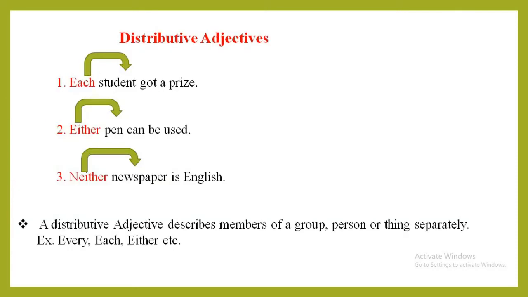Now we come to distributive adjectives. Look at these 3 examples. There are 3 words, each, either, neither in red color that are used just before student, pen, newspaper respectively. They individually describe them. Therefore students, a distributive adjective describes members of a group of persons or things separately. Example, every, each, either, etc.